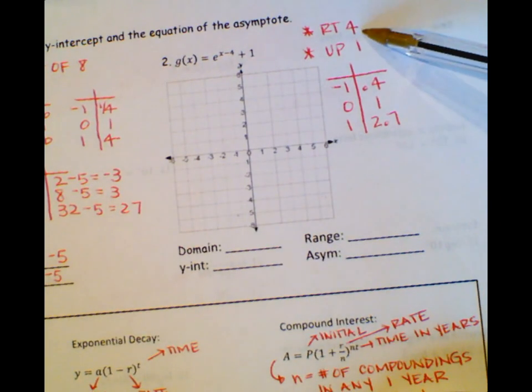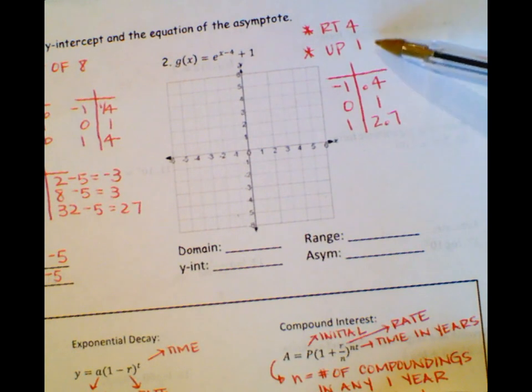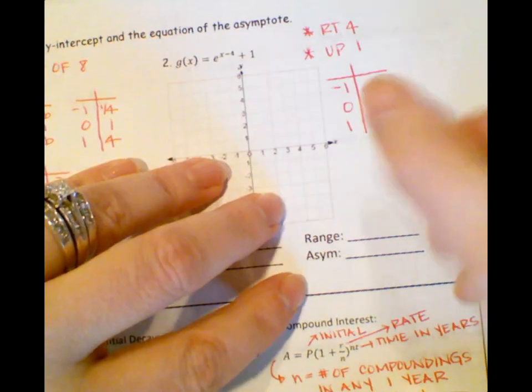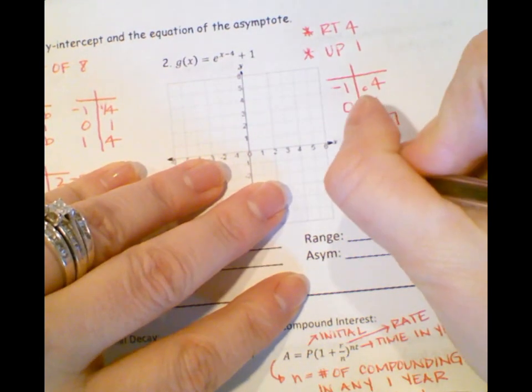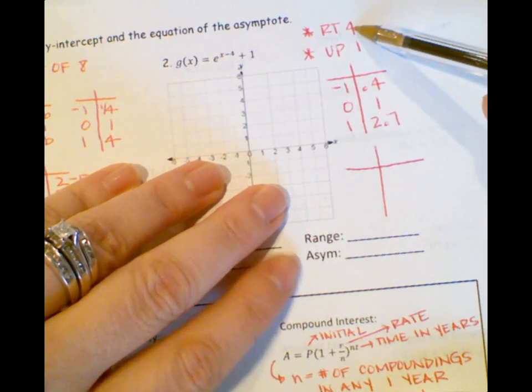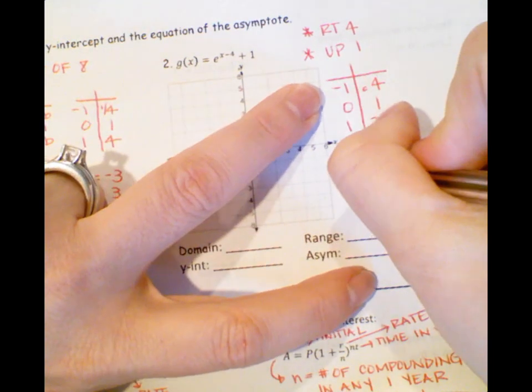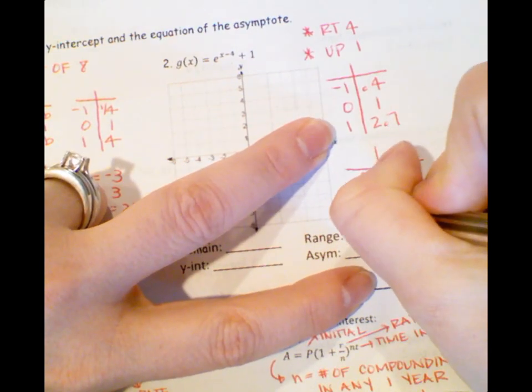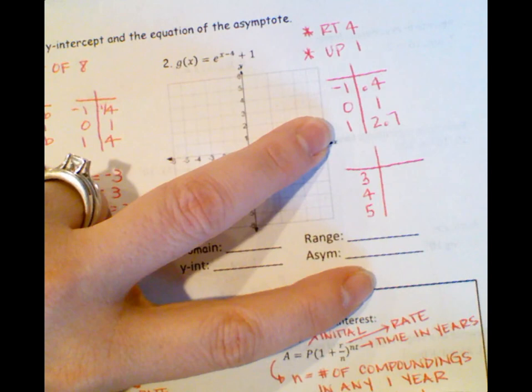So it says right 4, that is the x-coordinate, and right is plus. And up 1, that is the y-coordinate, and that's just +1. So I can do them kind of at the same time. So let me write a new little t-chart. So all the x's, I'm going to do a +4 to. So -1 + 4, 0 + 4, and 1 + 4. Okay, so there's my x's.